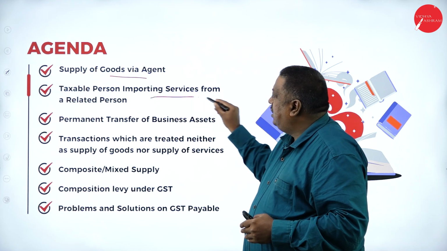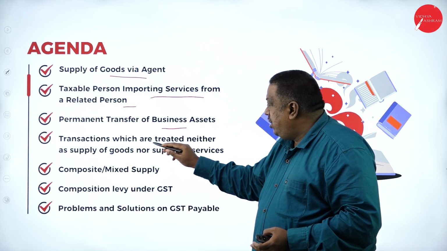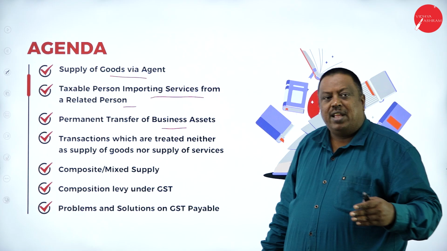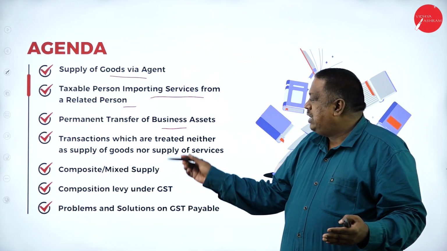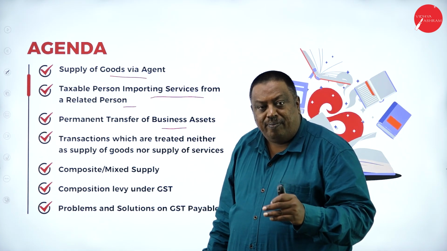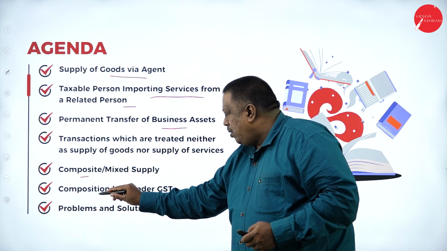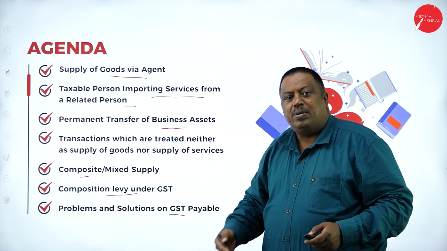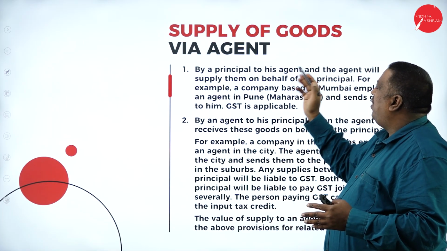Taxable person importing services from a related person. Permanent transfer of business assets. Transactions which are treated neither as supply nor as services. For example, when an employee is working for an employer, that cannot be treated as service, because the employer is paying salary to the employee. Composite supply and mixed supply, composition scheme under GST, and we're going to solve certain problems on the composition scheme and normal scheme.